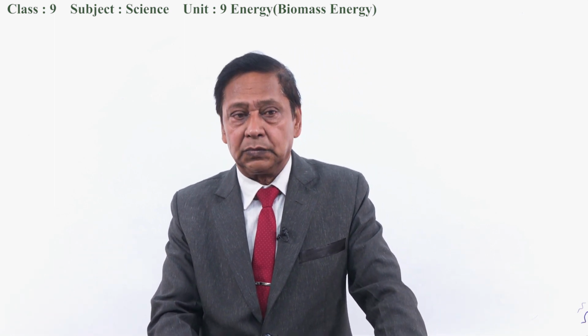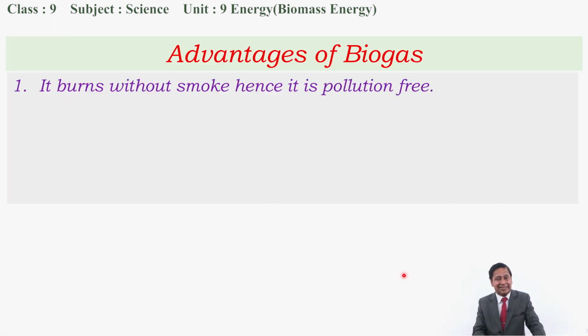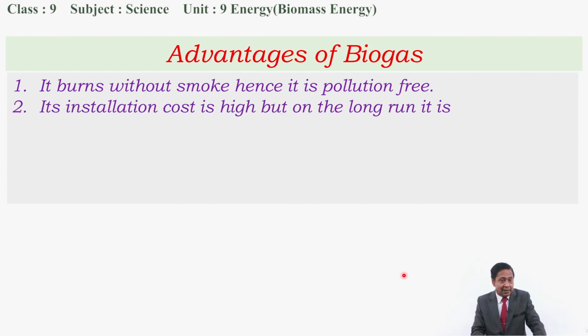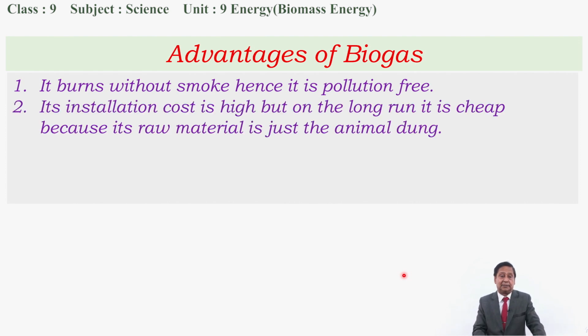Okay, there are some advantages of biogas. What are they? It burns without smoke, hence it is pollution free. Its installation cost is high, but in the long run it is cheap because its raw material is just animal dung. At first we have to make the tank, and this tank is made of brick, cement and sand, and that's why a little cost is used in the installation. But in the long run, we are using just animal dung as raw material, so it is cheap in the long run.